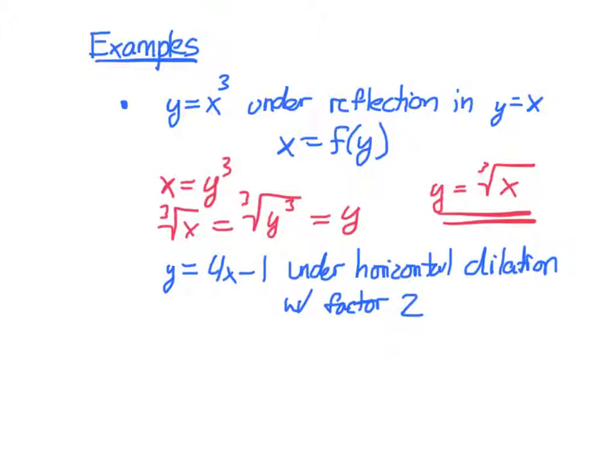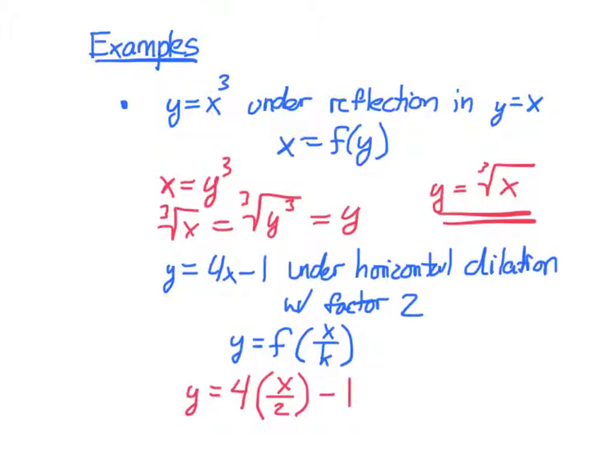Alright, for the second equation, I'm given y equals 4 minus x under a horizontal dilation with a factor of 2. So again, I need to go find the image equation for a horizontal dilation, which is y equals f of x over k, k being the factor. And so now I'm going to plug in the factor everywhere I see a k. So I'll have y equals 4 times x divided by 2 minus 1. Since this is the only place that x shows up, this is the only place that I need to add in that horizontal factor.